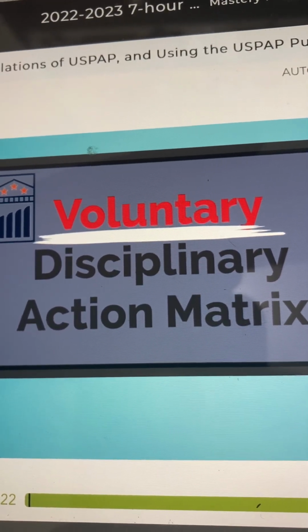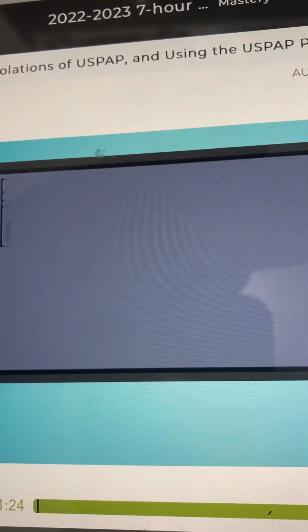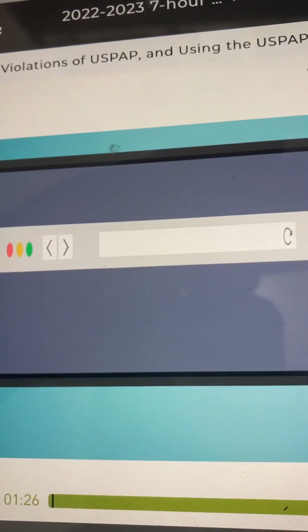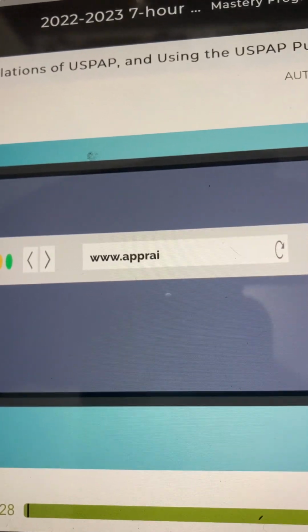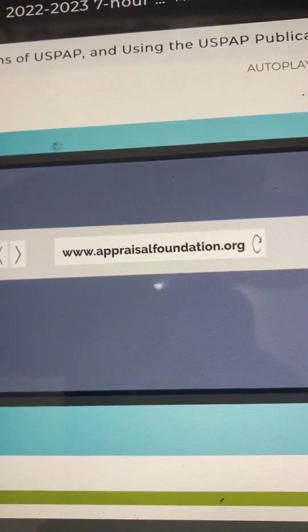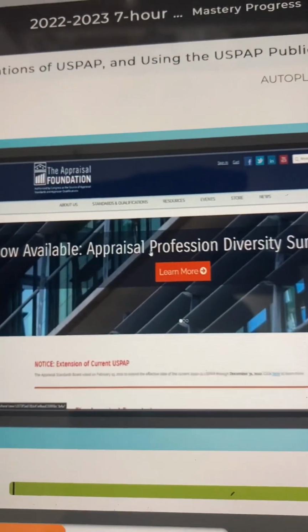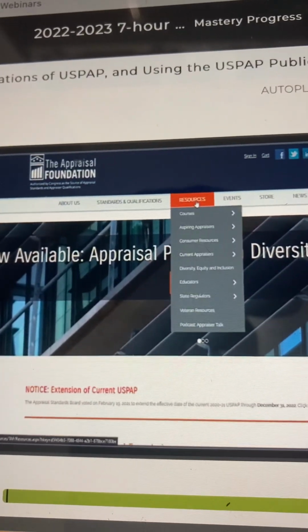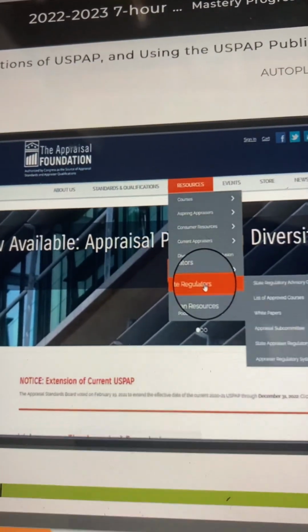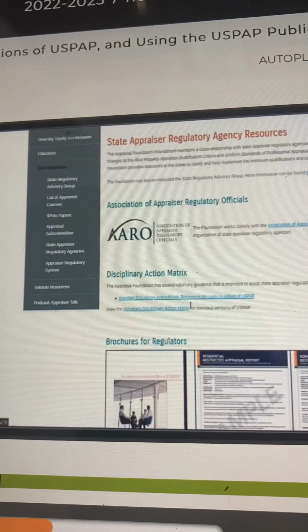A copy of the Voluntary Disciplinary Action Matrix is available on the Appraisal Foundation website at appraisalfoundation.org. From the Resources tab, click on State Regulators, then scroll down to Disciplinary Action Matrix.